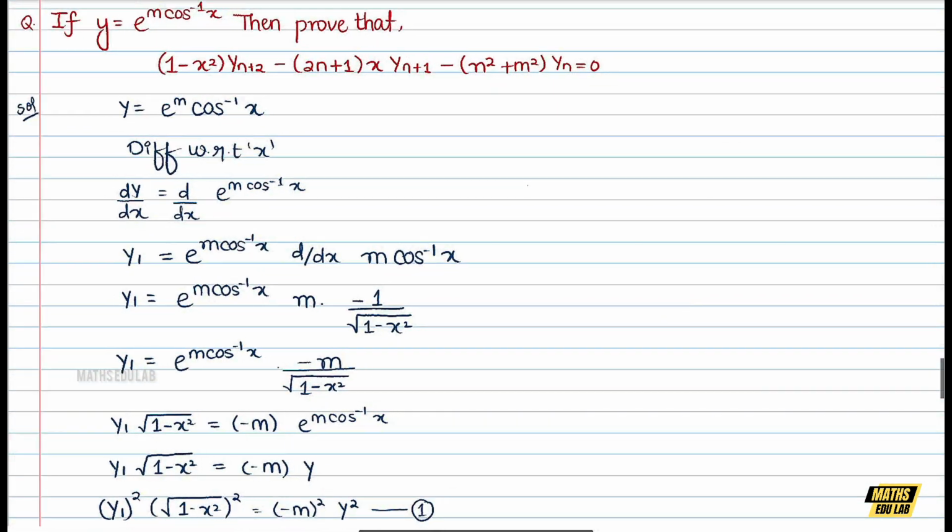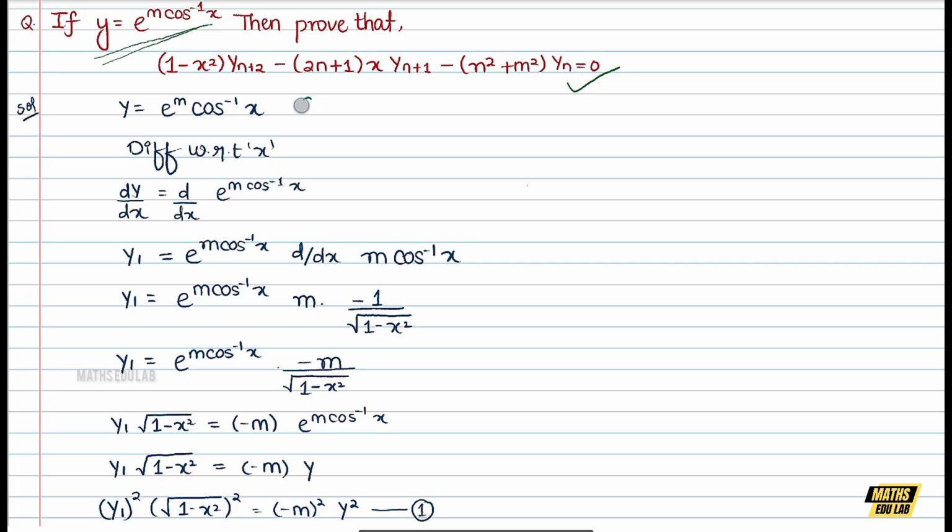It is given, if y is equals to e to the power of m cos inverse x. So here the y value is already given. Then it is said to prove this equation, that means 1 minus x square yn plus 2 minus 2n plus 1 x yn plus 1 minus n square plus m square into yn is equals to 0. So we have to prove this equation.